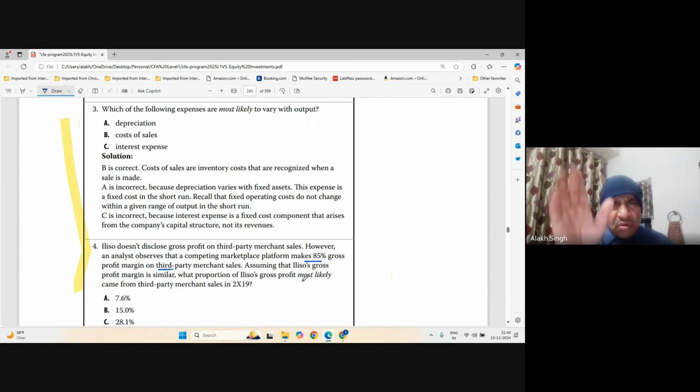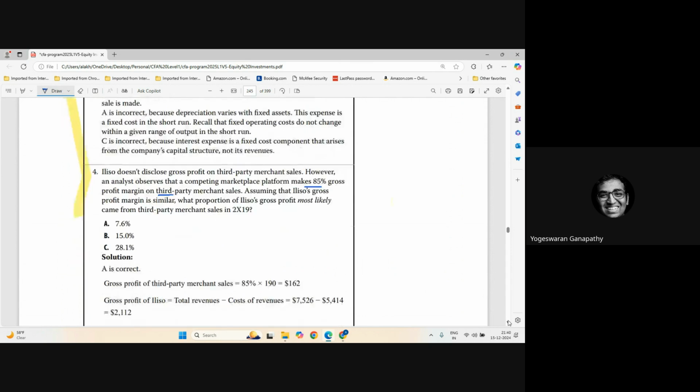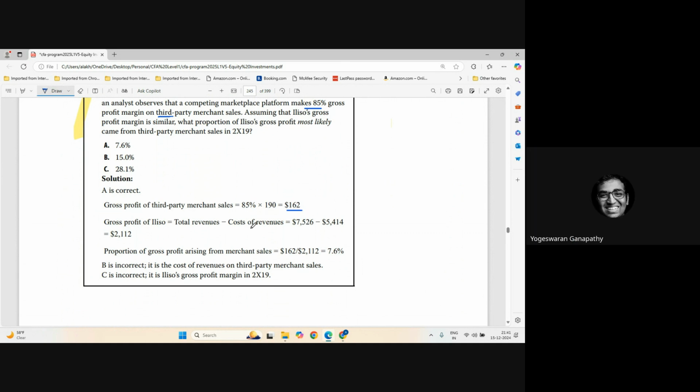So what is the total gross profit? We have to calculate the total gross profit, and out of that, what is the contribution from the third-party commission? It is just simple mathematics. So we will have to go back. So let's see. Gross profit from third-party margin, 190 times 85%. This 190 we had seen earlier when we were doing that question. Do you remember that 190? Yes, sir.